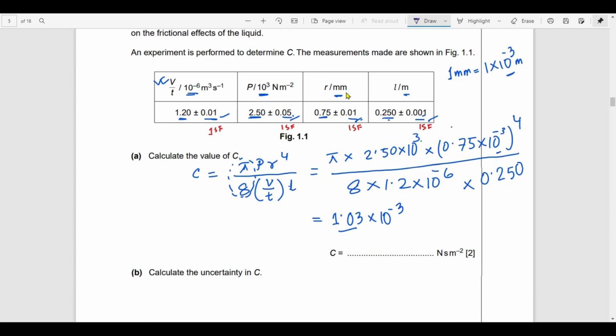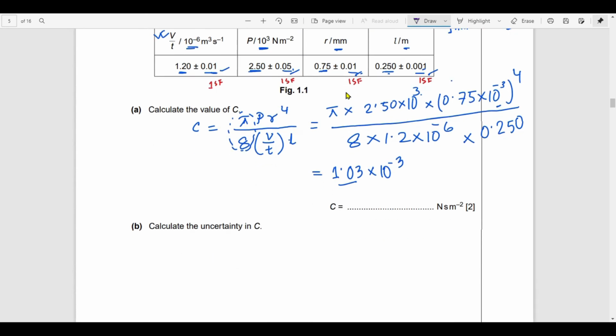Pi and 8, being numerical factors, are just omitted from the calculation of uncertainty. P and r to the power 4 are in the numerator, multiplied, so their fractional uncertainties are going to be added up. For r to the power 4, the power is 4, so it is going to be multiplied. In the denominator, V, T and L are also going to have their fractional uncertainties added up. It is just multiplication and division.